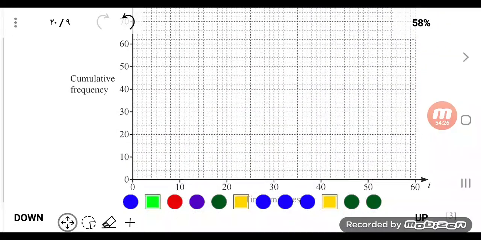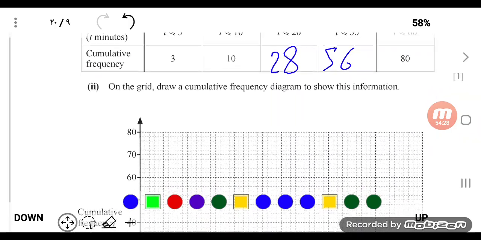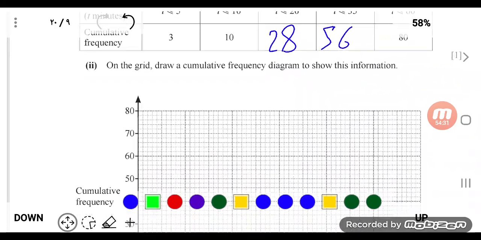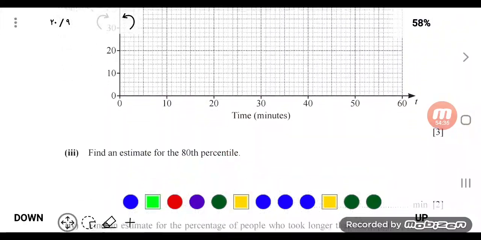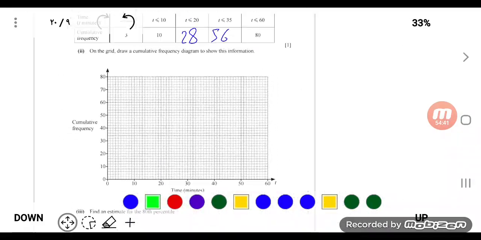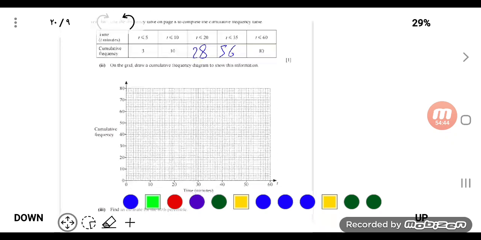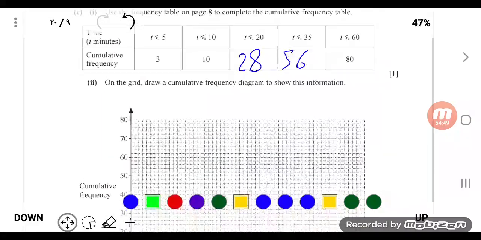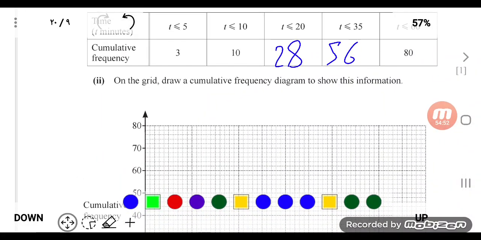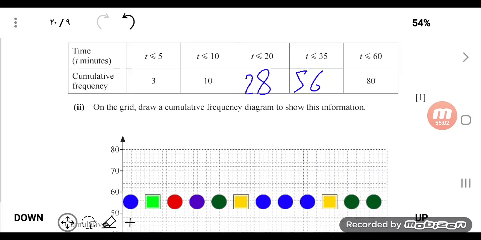Next, we want you here to draw the cumulative frequency diagram to show the information, which means here you need to plot the points that you got on the table. You plot them here on the diagram. So let's see what are the points we need to plot. 5, 3, 10, 10, 20, 28, 35, 56, 60, 80.